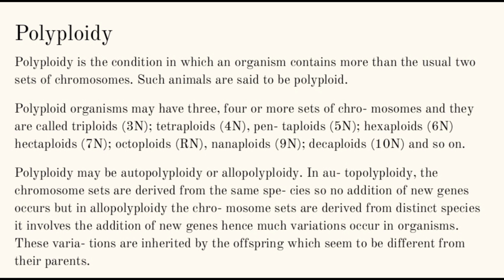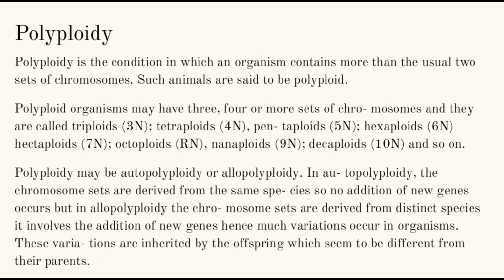Polyploidy. Polyploidy is the condition in which an organism contains more than the usual two sets of chromosomes. Such animals are said to be polyploid. Polyploid organisms may have 3, 4 or more sets of chromosomes and they are called triploids 3n, tetraploids 4n, pentaploids 5n, hexaploids 6n, heptaploids 7n, octoploids 8n, nonaploids 9n, decaploids 10n and so on.